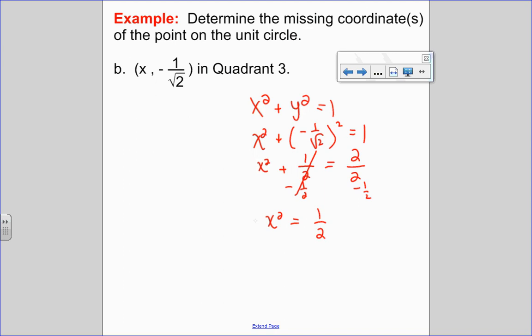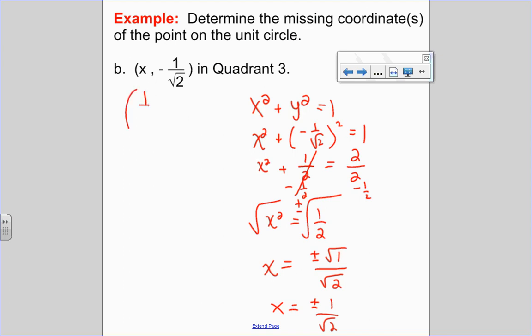So to get x by itself, I'm going to square root both sides, remembering that when you take the square root, it's always plus or minus. So x is equal to plus or minus the root of 1 over the root of 2. So x is equal to plus or minus 1 over the root of 2. Now normally I would want to rationalize that denominator, but since the original question was not rationalized, I'm just going to leave it. So plus or minus means there are 2 coordinates. So I have 1 over root 2 with negative 1 over root 2, and I have negative 1 over root 2 and negative 1 over root 2.